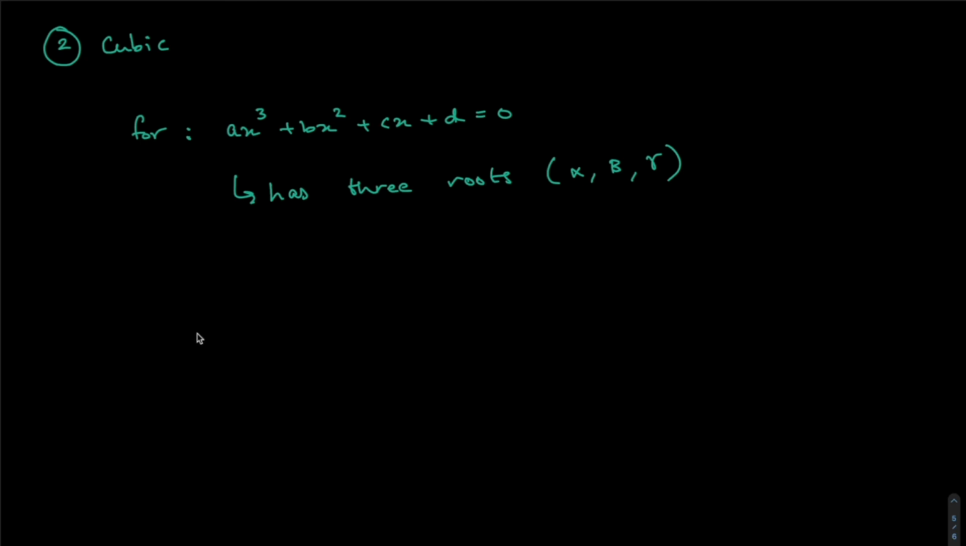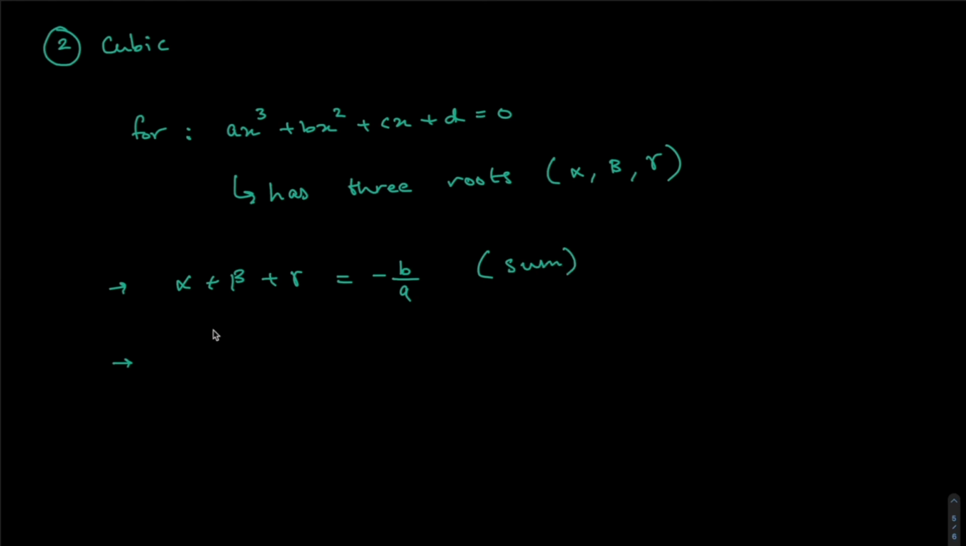Now, I'm just going to go directly to the relations, and I'm not going to waste my time deriving them. If you want, you can see the textbook, which will have some sort of derivation, but you just need to know the final result, which is the sum of the roots. So we have alpha plus beta plus gamma is equal to minus b by a. This is the first result, just the sum.